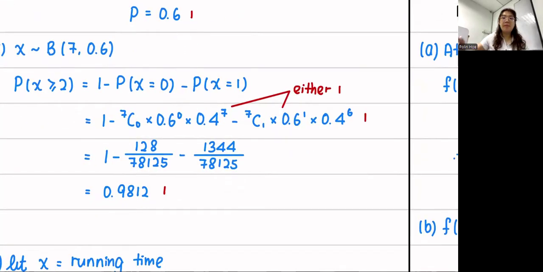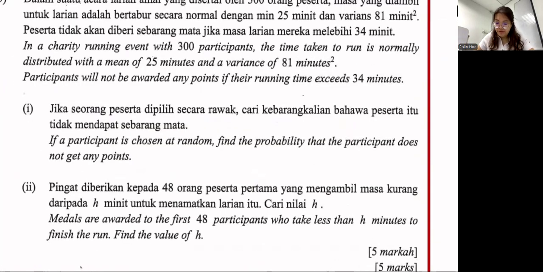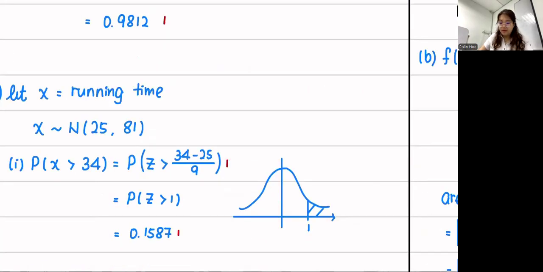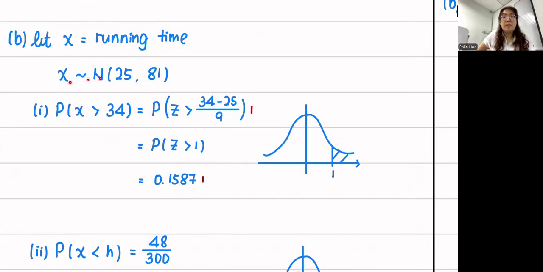Let's see part B about normal distribution. Now, in a charity running event with 300 participants, the time taken to run is normally distributed. The keyword is normally distributed, so we are talking about time. It has a mean of 25 minutes and a variance of 81 minutes. When you write it out in mathematical form, X follows a normal distribution with my mean and my variance. Okay, this is how we convert a sentence to mathematical form.